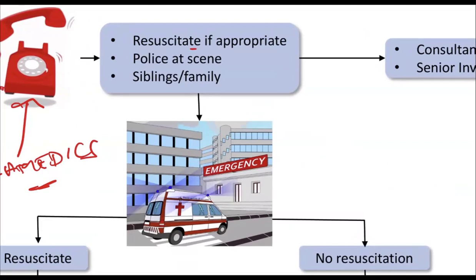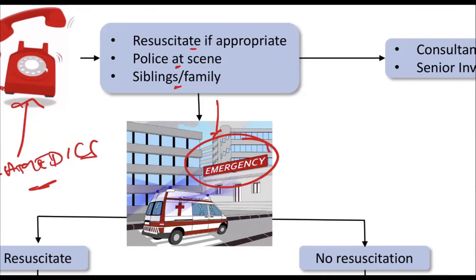Or the kid is still warm. It is not cold. There is no rigor mortis present. That means they can resuscitate. Tell them to resuscitate. If you feel the kid can be resuscitated, go ahead with the resuscitation. Call the police at the scene. If any family or siblings are present there, make sure of their safety and come to the emergency department immediately. So the most important thing is to ask them to start resuscitation if it is appropriate and come to the emergency department.